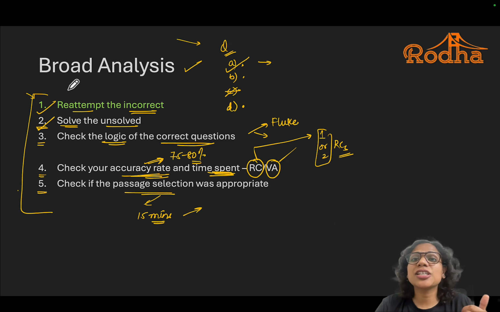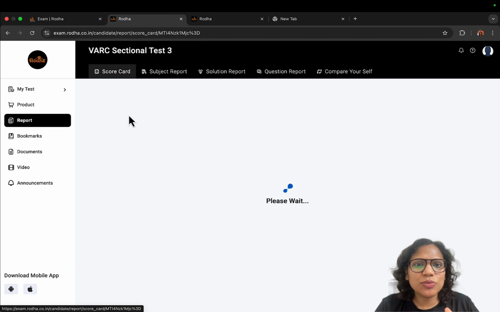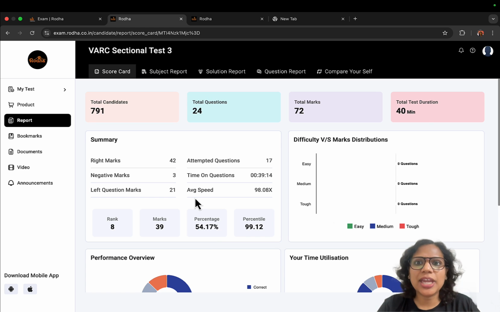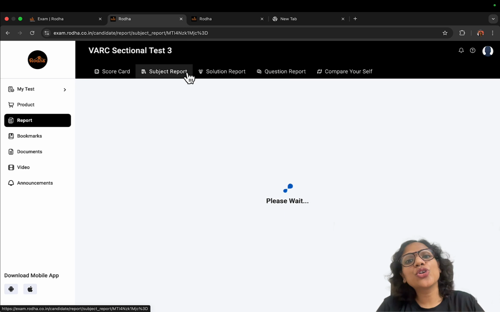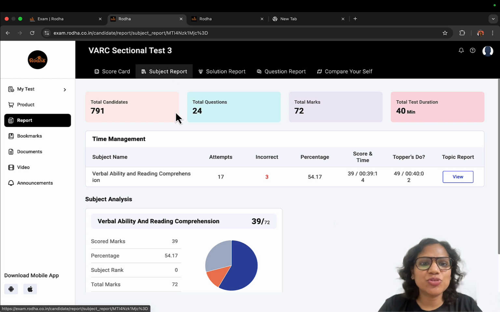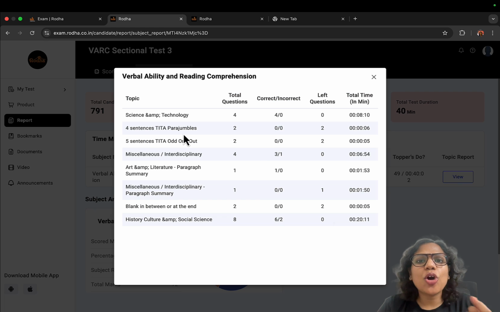Your accuracy rate was visible to you in the overview. So if you see in the overview, your overall accuracy, now this is out of all the 24 questions, is visible to you. Okay, but let's say you want to see topic wise accuracy, what do you do then, right? So if you want to see a topic wise accuracy, here is a subject report, so click on this topic report. Now it gives you your topic wise accuracy.